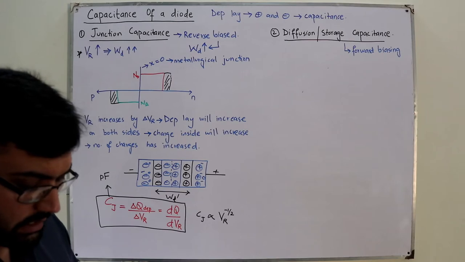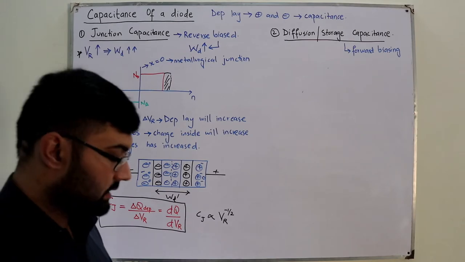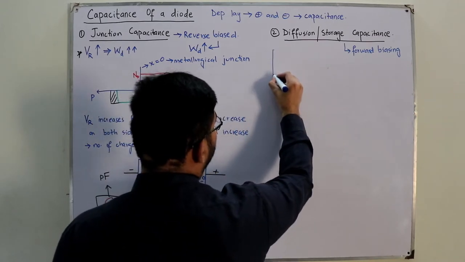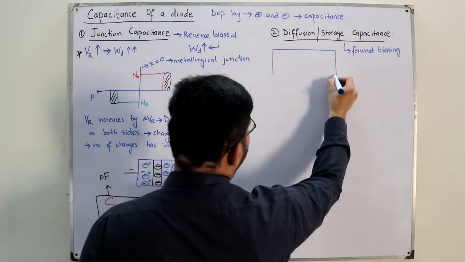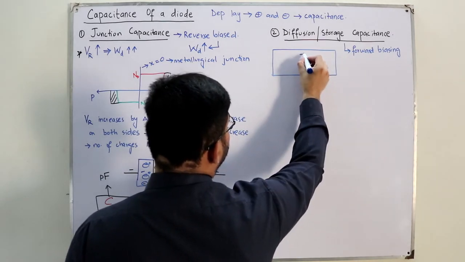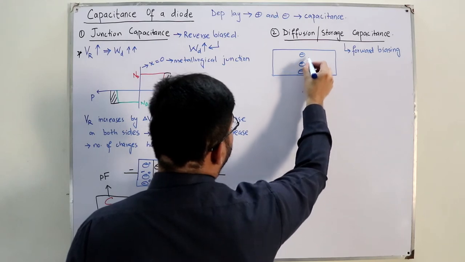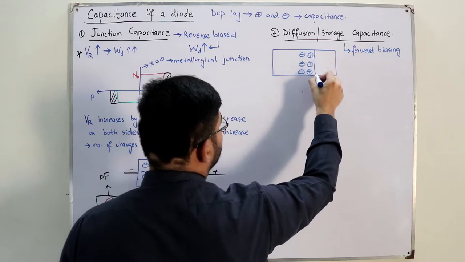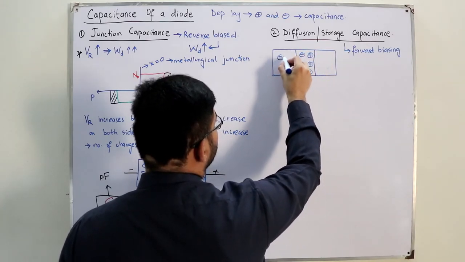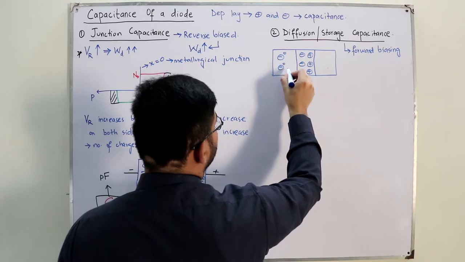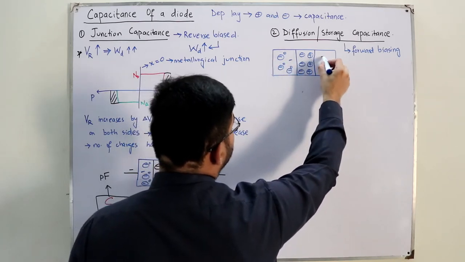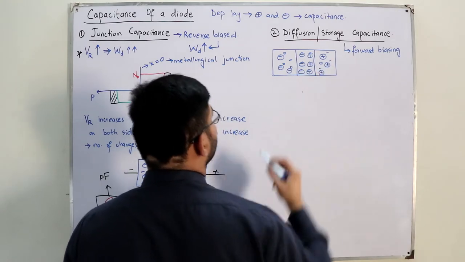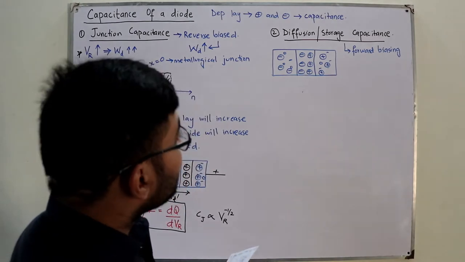So suppose that you have an initial depletion layer. Let me draw the diode over here once again. So this is your depletion layer, right? And over here you have negative with a hole, negative with a hole, negative with a hole, electron in minority, positive with an electron, positive with an electron, and a hole in minority. Yes, yes. Now what have you done?